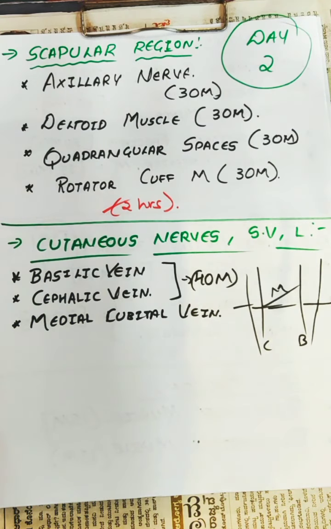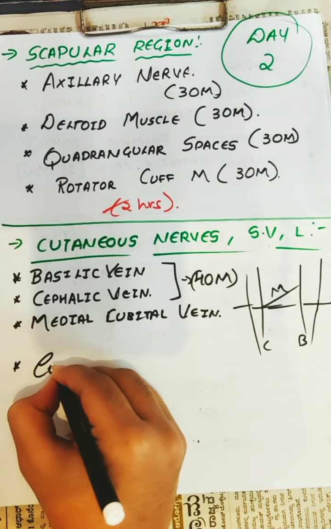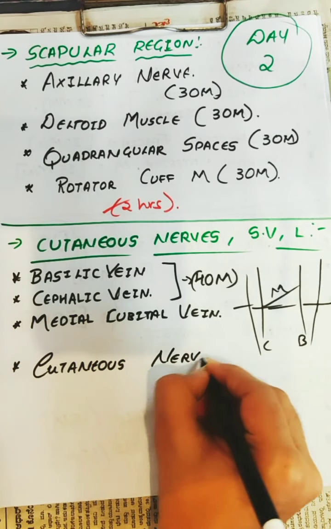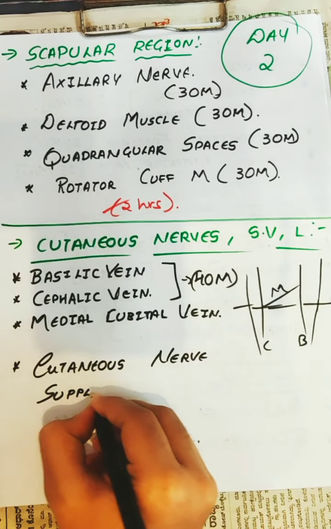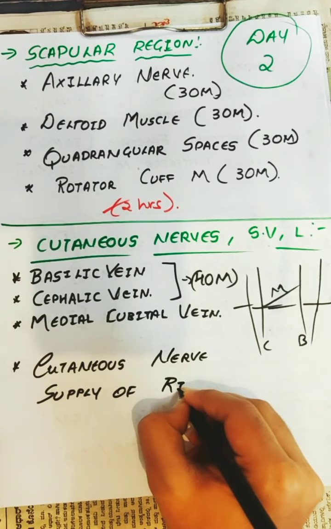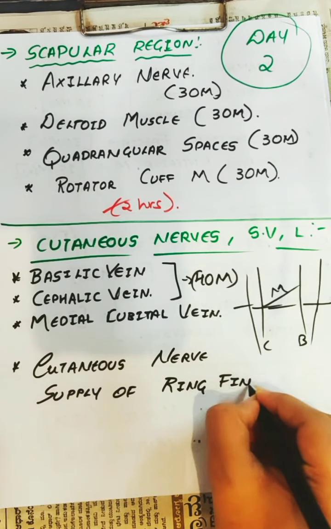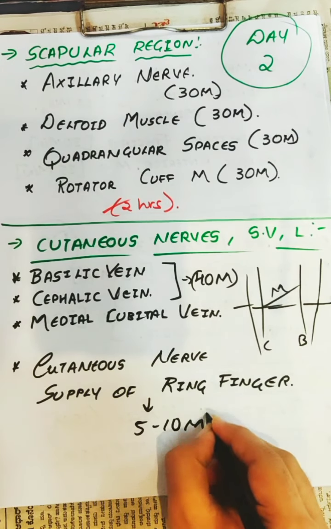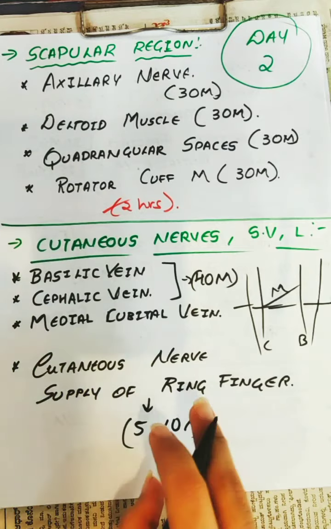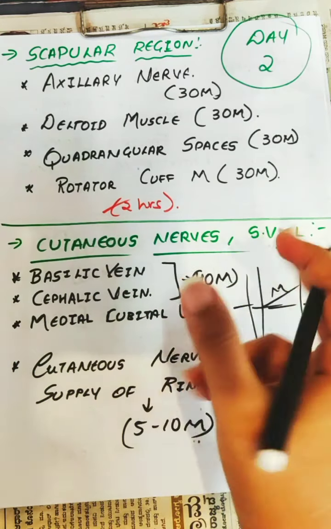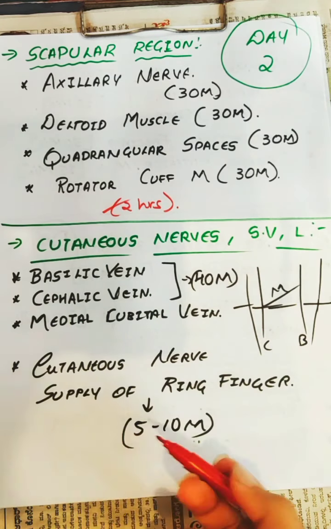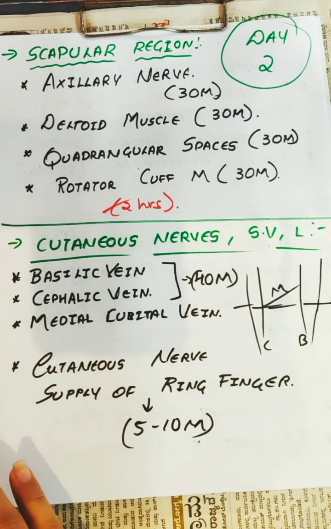The next important question from this area is the cutaneous nerve supply of the ring finger. Hardly, you can take only 5 to 10 minutes, not more than that. This is a very small topic, you'll see in the textbook within one para or not more than half a page. So take 5 to 10 minutes, maximum 15 minutes.